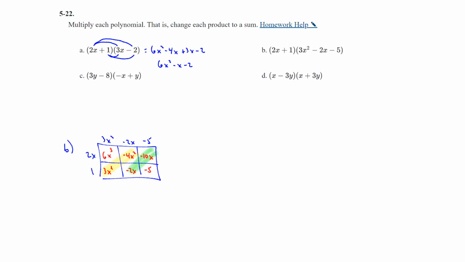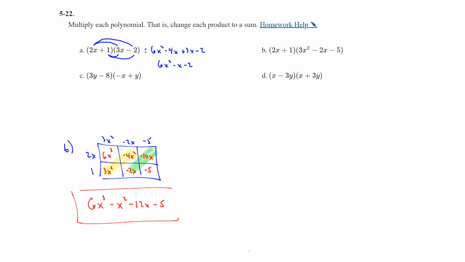All right. And so when we simplify and we combine the like terms, we get 6x cubed. We always want to start with the highest exponent, minus x squared, minus 12x, and then minus 5. So this represents the area as a sum. It's given to us as a product, and it's equal to the sum.